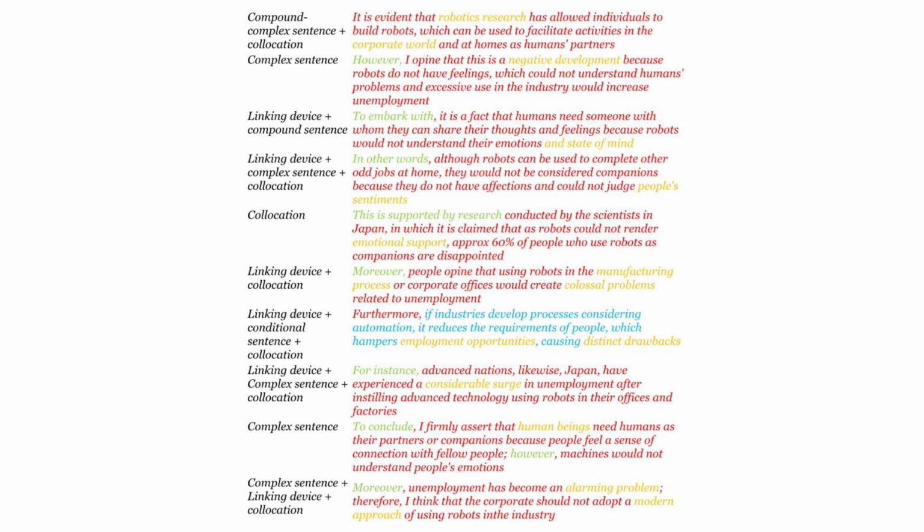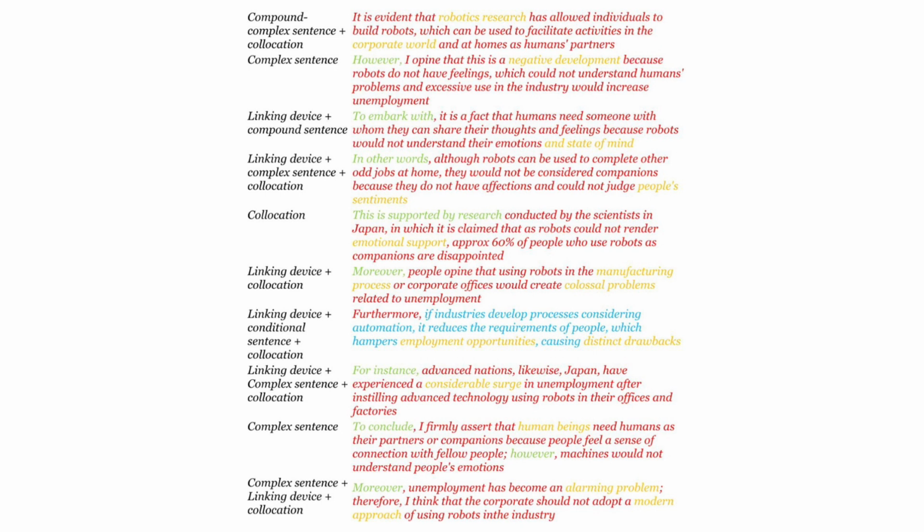However, I opine that this is a negative development because robots do not have feelings, which could not understand humans' problems, and excessive use in the industry would increase unemployment. So, again, however, that is a linker, and because, complex sentence and compound sentence, linking device and compound sentence. To embark with, it is a fact that humans need someone with whom they can share their thoughts and feelings, because robots would not understand their emotions and state of mind. This is again a complex sentence.